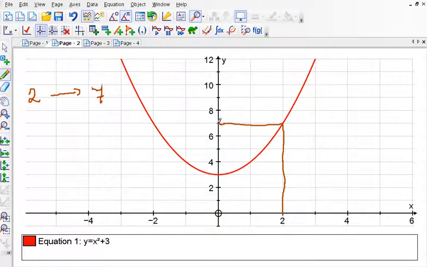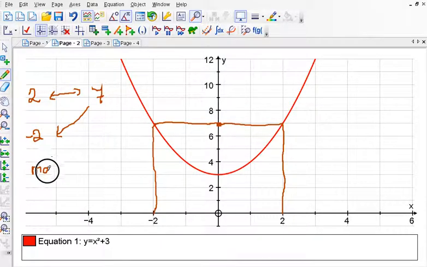Now imagine if I start at 7 and I try and work backwards. So I start in the range and I try and work backwards. Well, I go across and down to 2. So that's good, but I could also start here and go across and down to minus 2. So it also sent me back to minus 2. So many different x numbers go to one y number. And so this one's called a many-to-one.